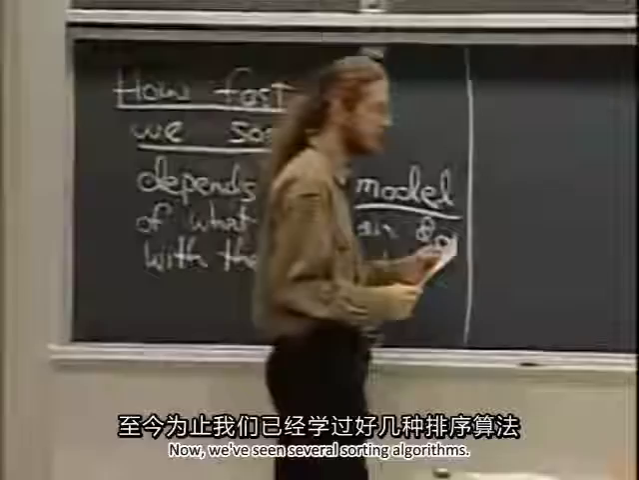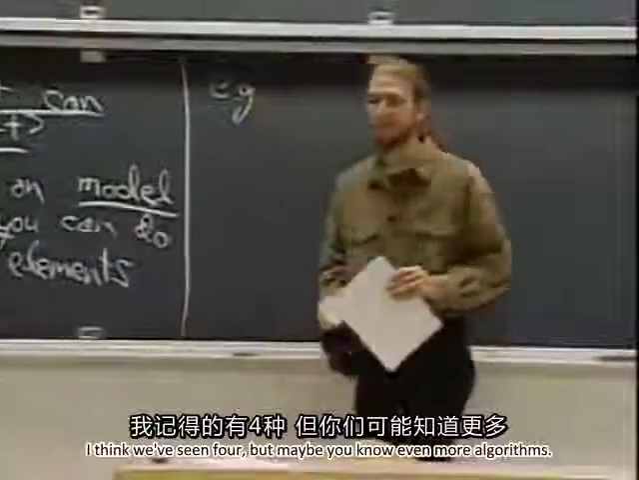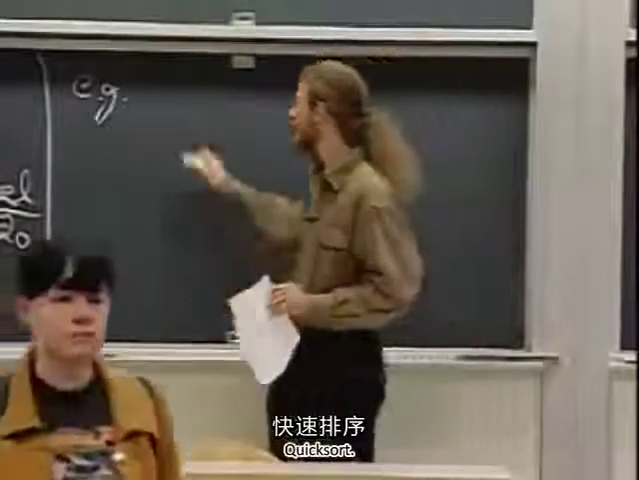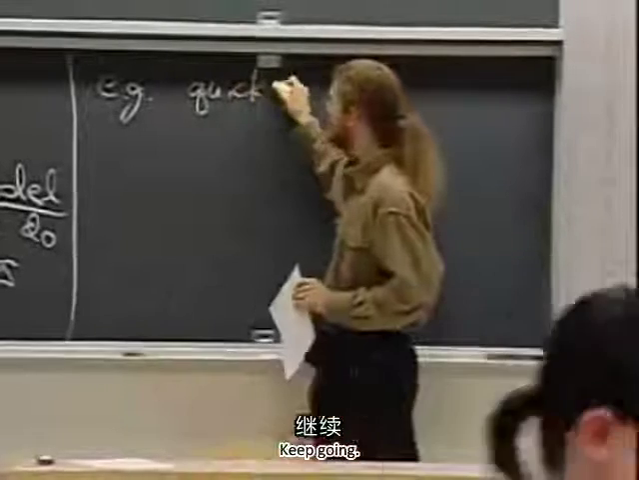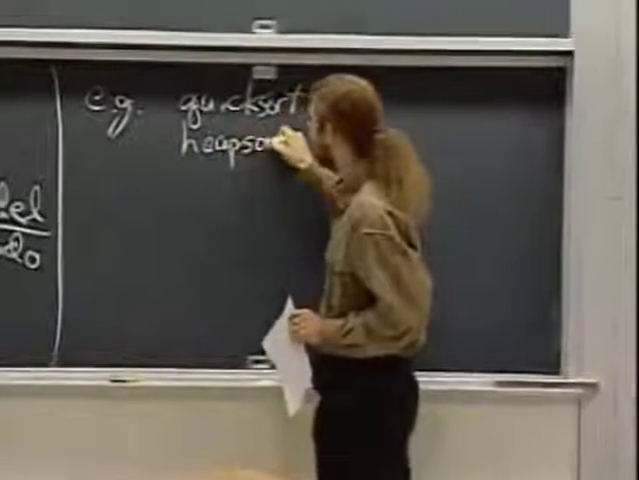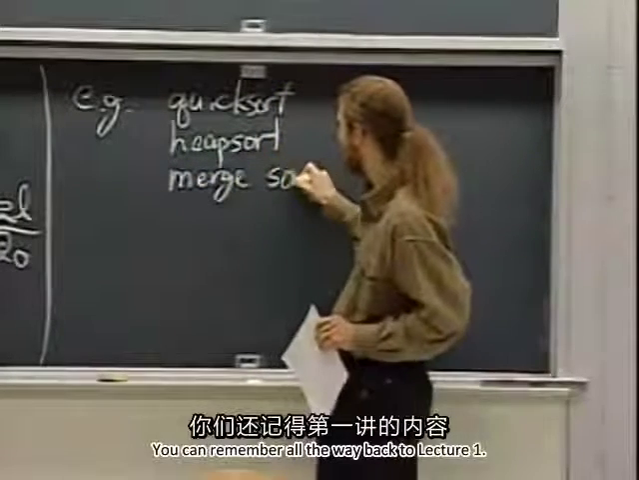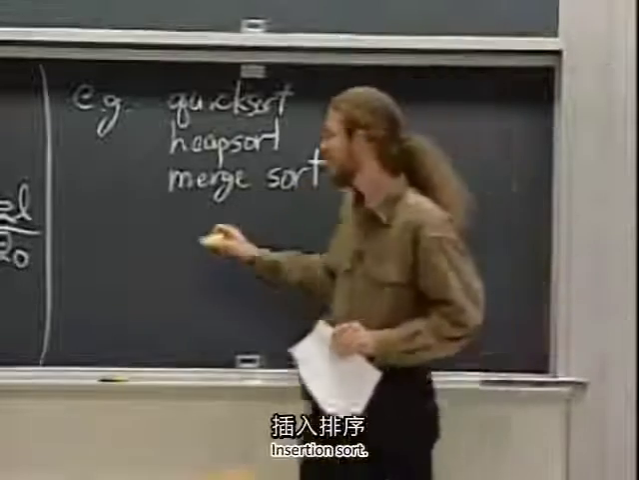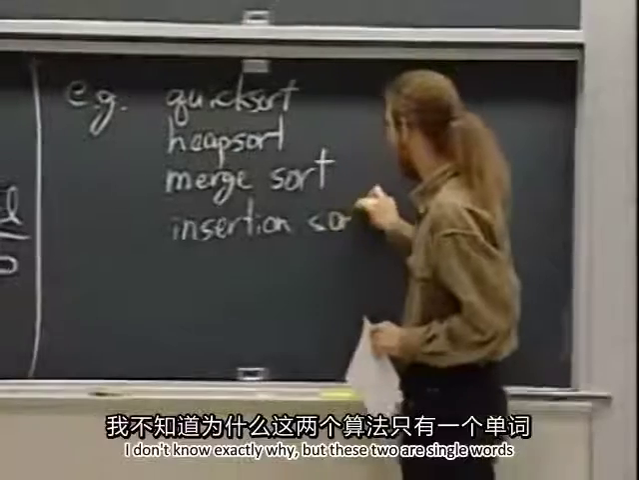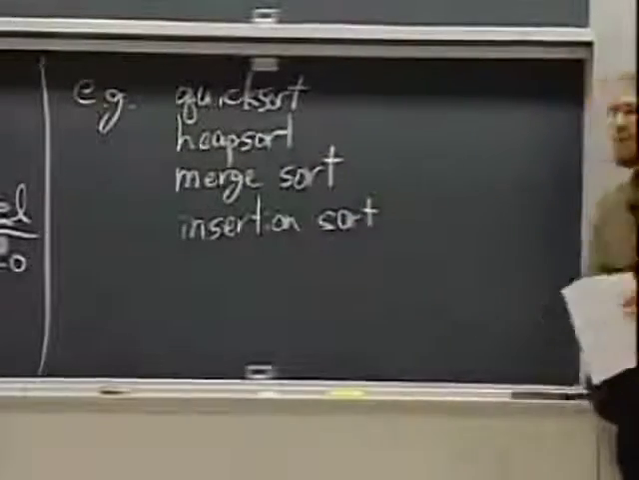Now, we've seen several sorting algorithms. You want to shout some out? I think we've seen 4, but maybe you know even more. Quicksort. Keep going. Heap sort. Merge sort. Good. Remember all the way back to lecture 1. Any others? Insertion sort. All right, you're on top of it today. I don't know exactly why, but these 2 are single words and these 2 are 2 words. That's the style.